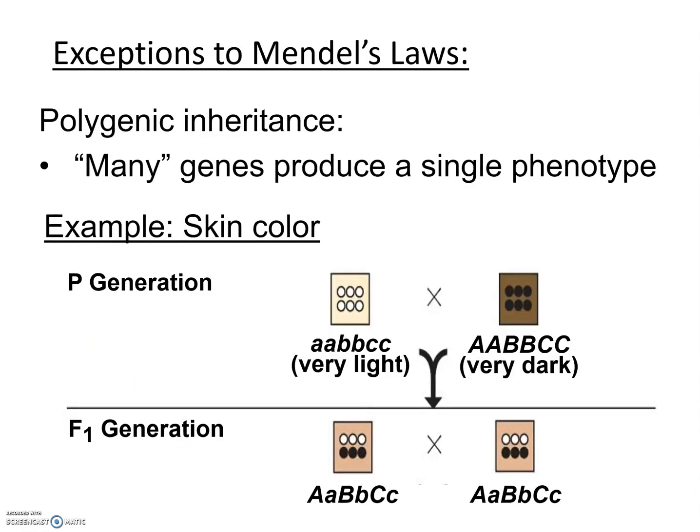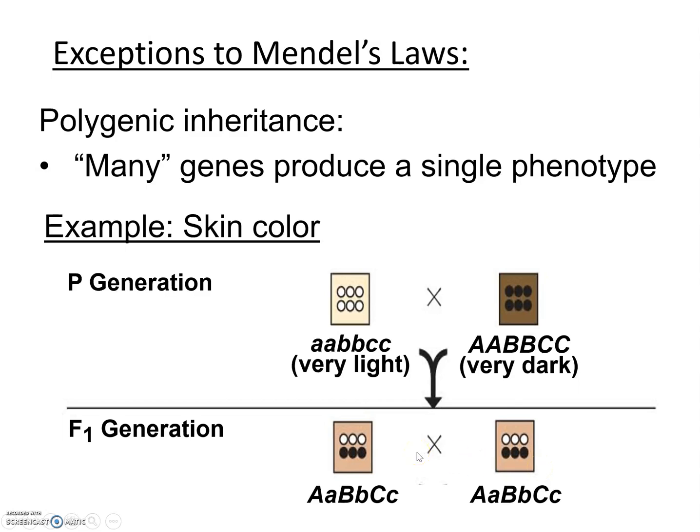If we look at our last example of exceptions to Mendel's laws, this is one that is known as polygenic inheritance. If you take poly, that's many, so we're looking at many genes that can produce a single phenotype. A very good example of this is skin color. You can take two individuals, one person with very light skin and one person with very dark skin, and if they are able to have children, what we see is an intermediate kind of phenotype. It's similar to what we saw with incomplete dominance before, with our red and our white mixing together to give us our pink.